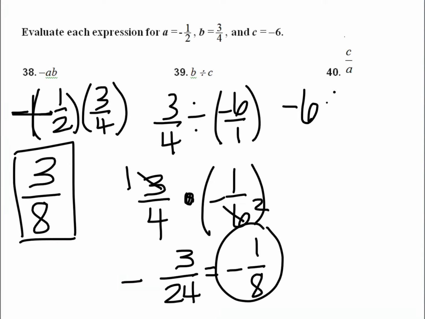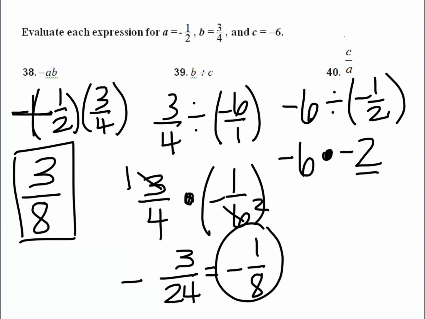Okay, last but not least, letter C is -6 divided by a, which is a -1/2. I'm going to keep, change, flip, which is going to give me a +12.